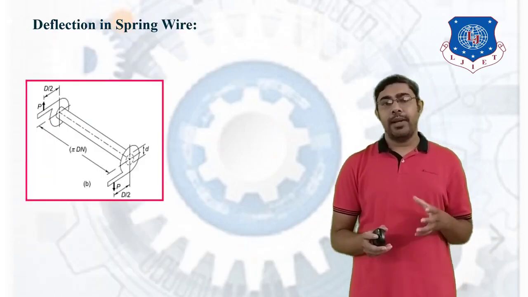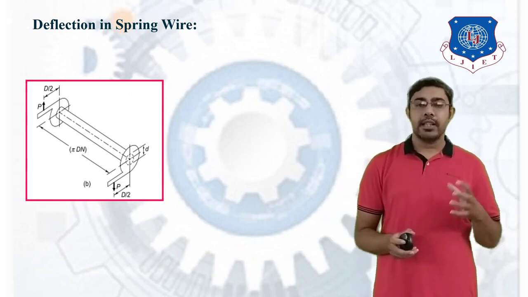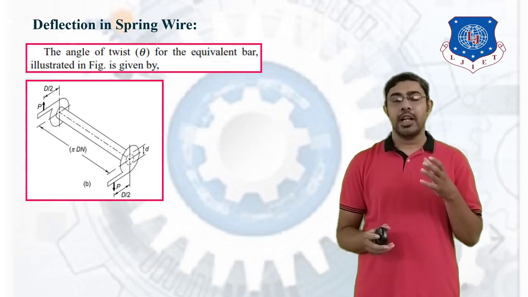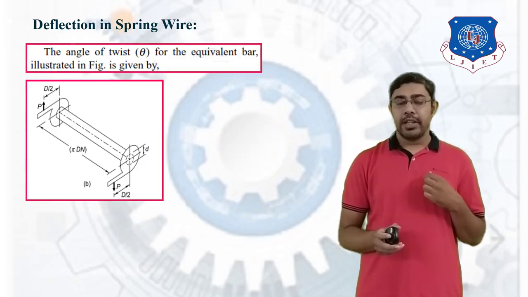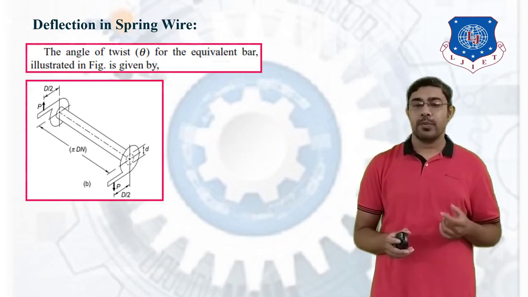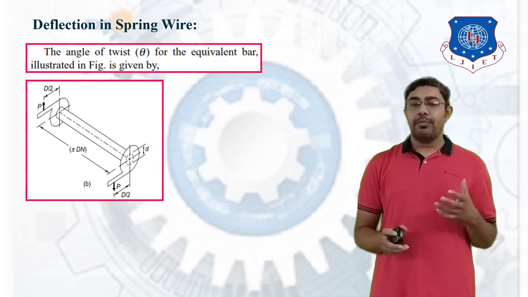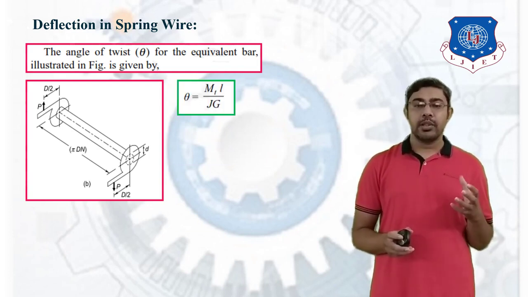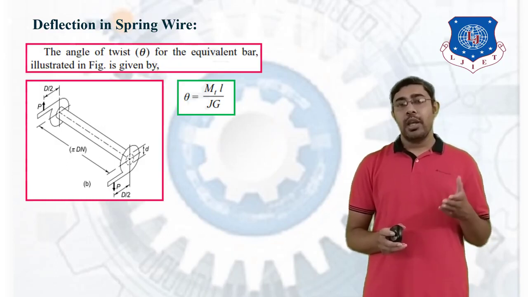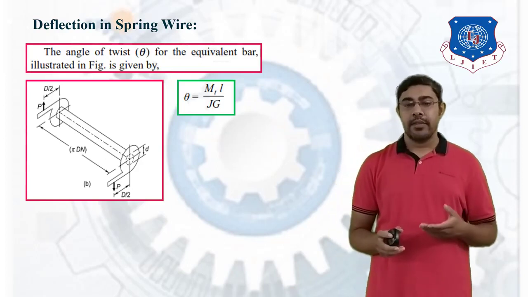Now deflections in spring wire. To calculate the deflection in spring wire, consider the unbent spring here as shown in the figure. It has a length of pi D, and force P is applied at a distance capital D by 2. The angle of twist theta for the given condition is, as we know, theta is equal to Mt into L divided by J into G.